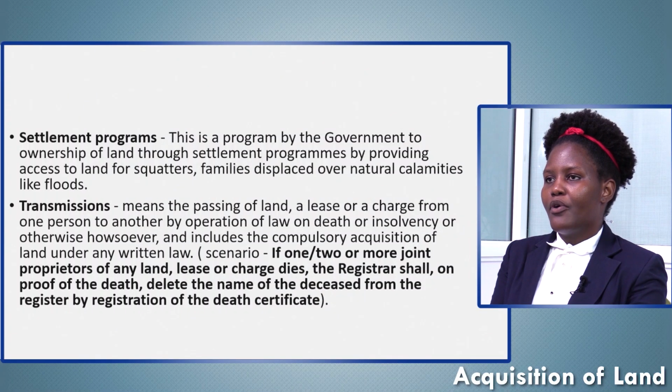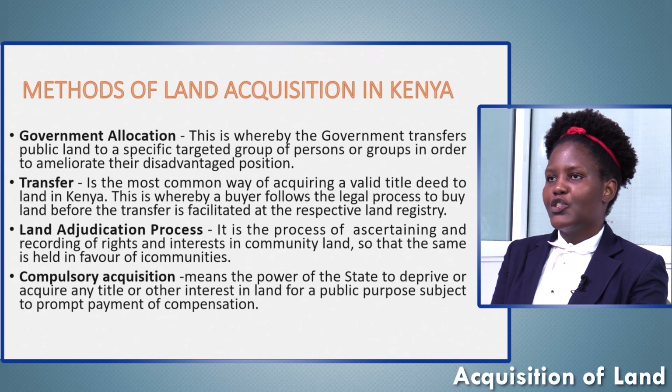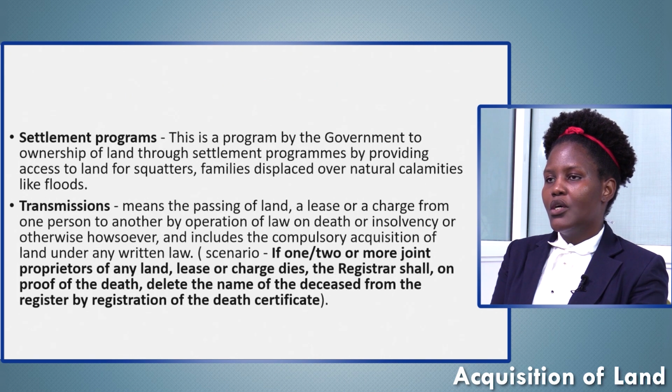Another method of acquiring property legally in Kenya is through settlement programs. This is more related to the other concept that we talked about, government allocation. So it relates to people who do not have land, or refugees, more or less, or squatters, families that are displaced. So also through the government program, the government decides to allocate them properties so that their families also have where to live.